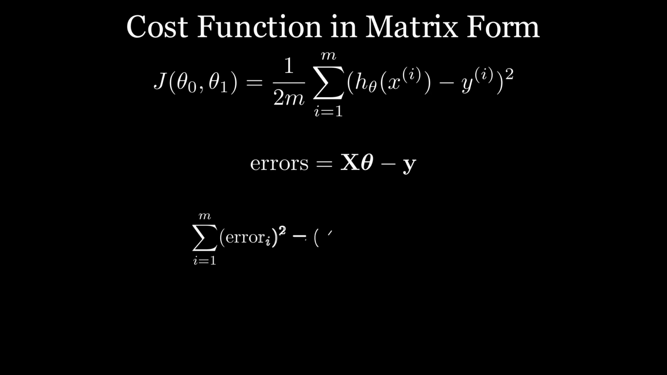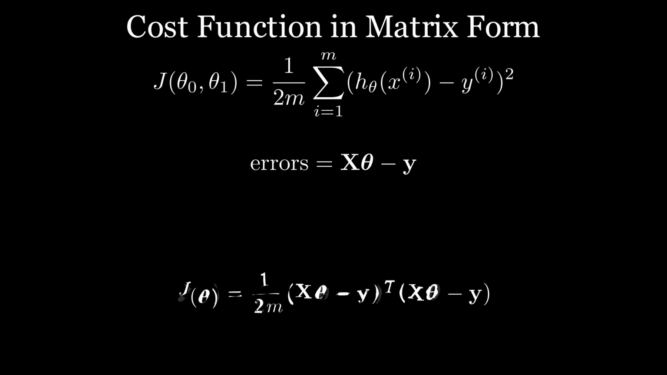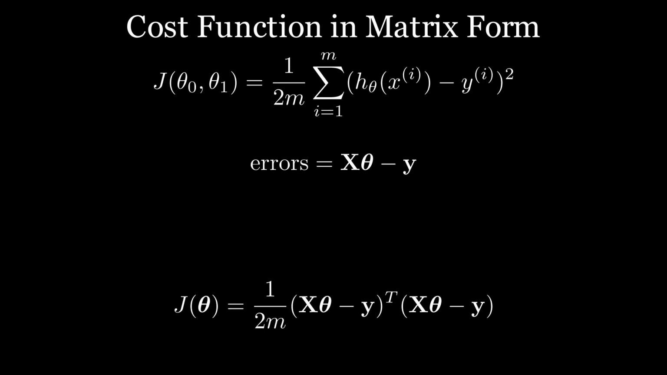A sum of squared errors is equivalent to the dot product of the error vector with itself, which is written as the transpose of the vector multiplied by the vector. So our final cost function in matrix form is this compact and powerful expression. Our goal is to find the vector theta that minimizes this cost function. We do this by taking the derivative with respect to theta and setting it to 0.